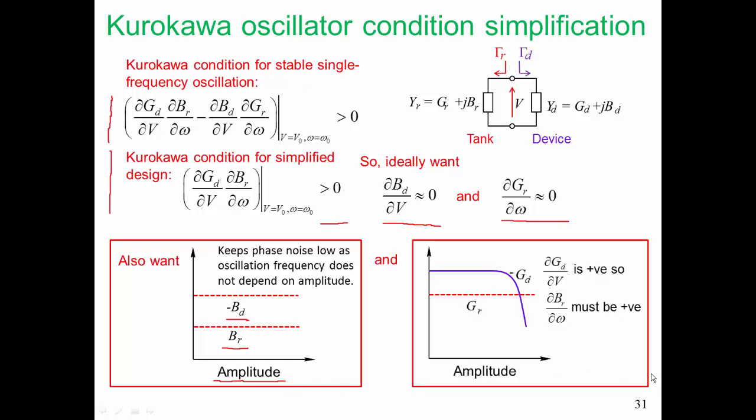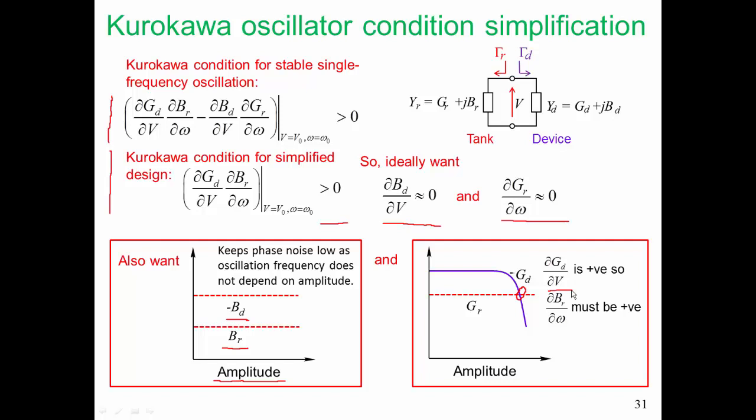Another condition we want is to achieve a GR that's independent of amplitude. And of course GD must change with amplitude so that oscillation builds up and saturates, and at oscillation we have this condition here where minus GD is equal to GR. Most oscillators using transistors are most conveniently designed to be conductance oscillators, and GD just falls off with amplitude. So dGD/dV is positive. GD itself is becoming less negative, and so dGD/dV is positive.